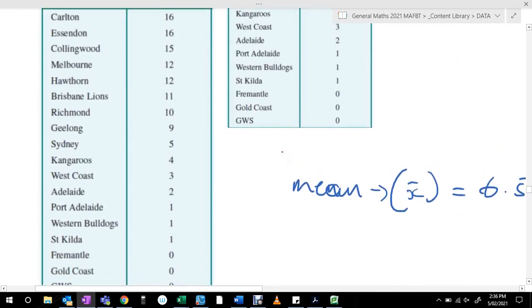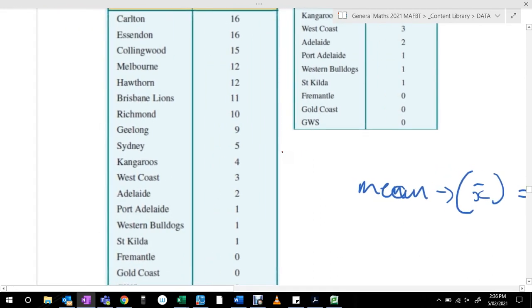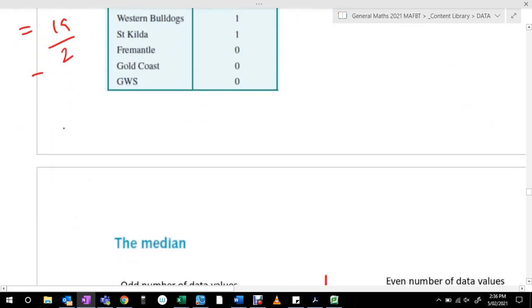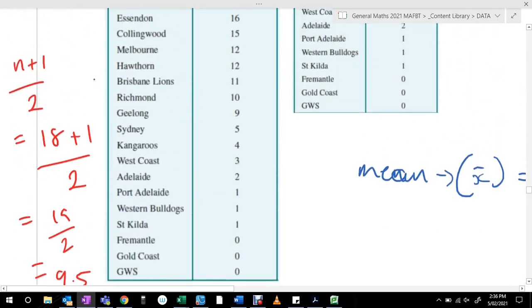Okay, so say if you have 18 numbers, using that formula of n plus 1 divided by 2, the location is going to be n plus 1 divided by 2, so you have 18 numbers plus 1 divided by 2. That equals 19 over 2, which equals 9.5. That means your median is the 9.5th number.